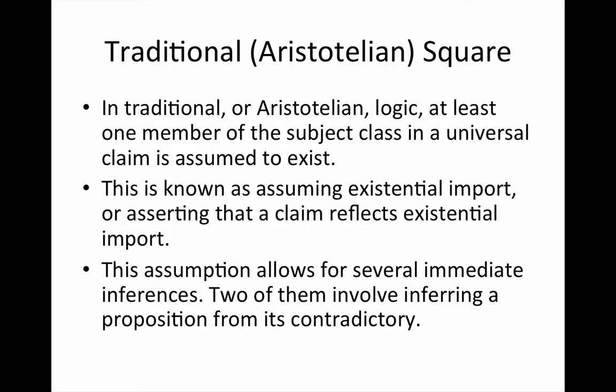Recall that in the traditional or Aristotelian interpretation of the universal claim, there is an assumption that at least one member of the subject class exists. This assumption allows for several immediate inferences, one of which is the inference of one proposition from its contradictory.